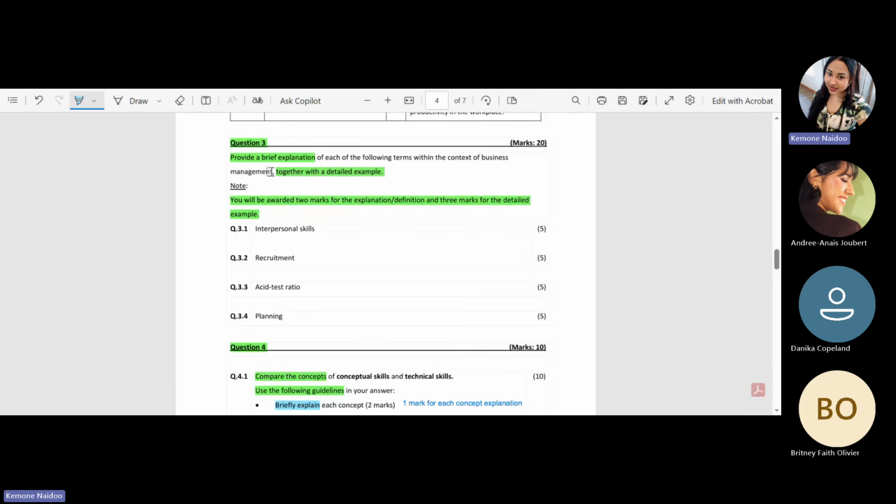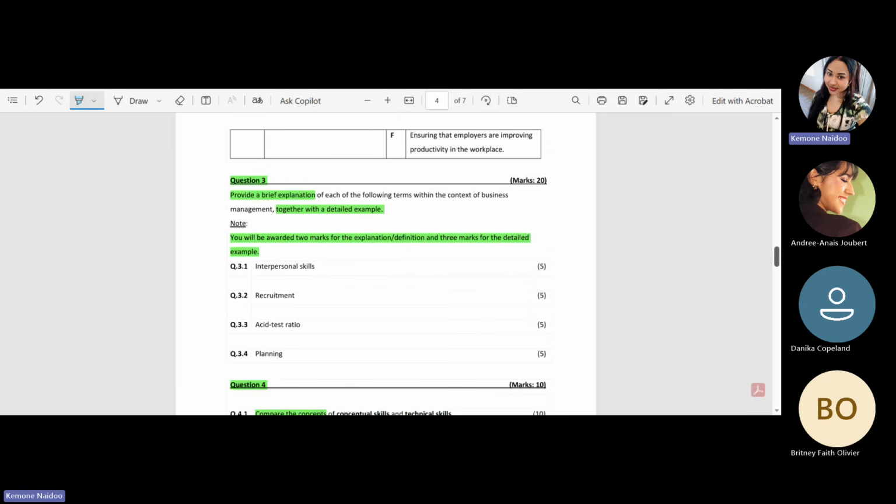So question 3, you are expected to provide a brief explanation of the following terms within the context of business management, and you are also expected to give a detailed example. Now, there is no case study for this question specifically, so your detailed example is coming from you, so it must be an original example from you, okay? So how you'll be marked here is 2 marks for the explanation and 3 marks for your example. That is how it usually is. So 2 marks for theory, 3 marks for your original example.